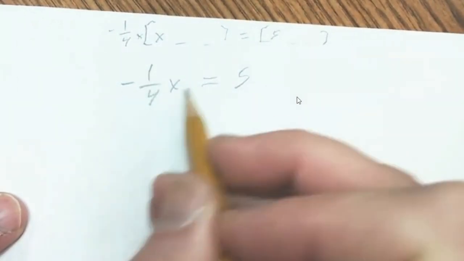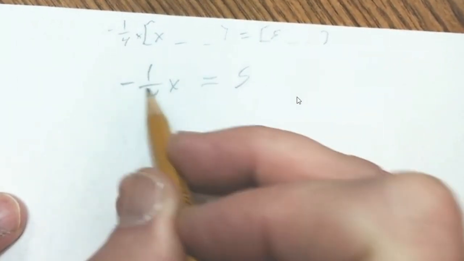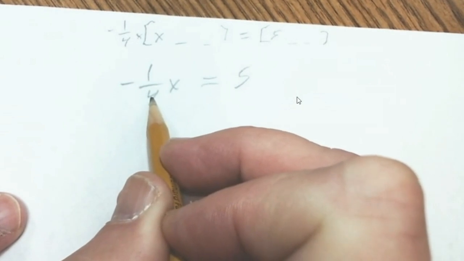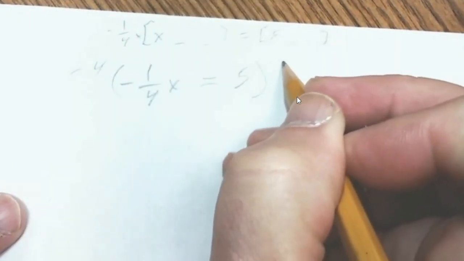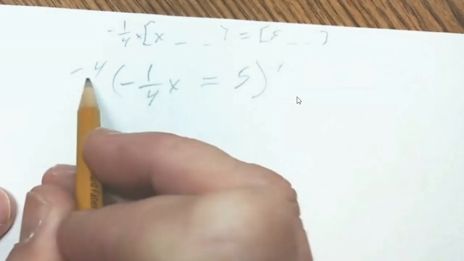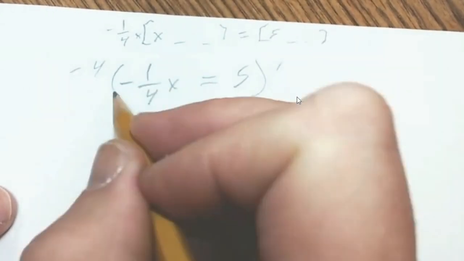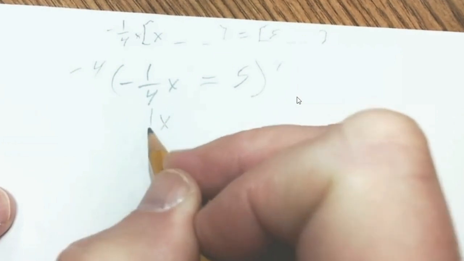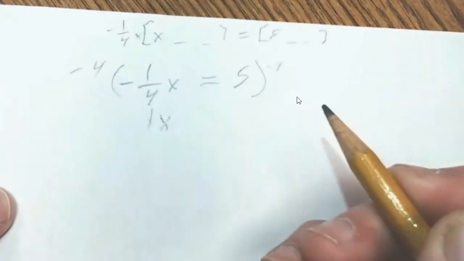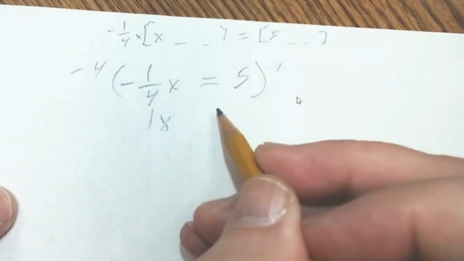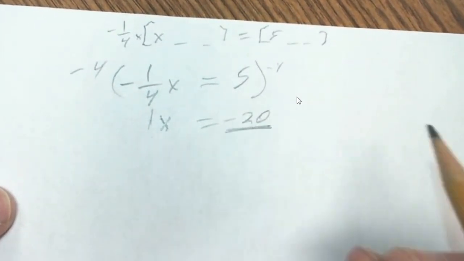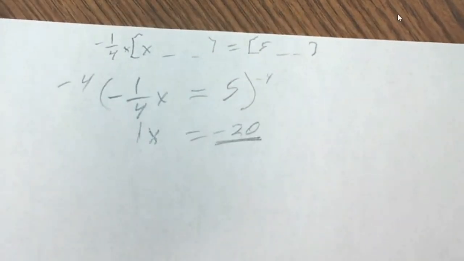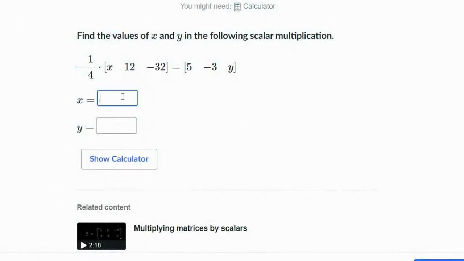And if I want to get rid of the fraction, I can multiply by the denominator. I also want to make it a positive, so I'm going to multiply it by negative. So if I multiply by a negative 4 on both sides, negative 4 times negative 1/4 cancels each other out, and that's just x. That's just 1x. 5 times negative 4. So x equals negative 20. That's our answer, which Marissa was on top of.